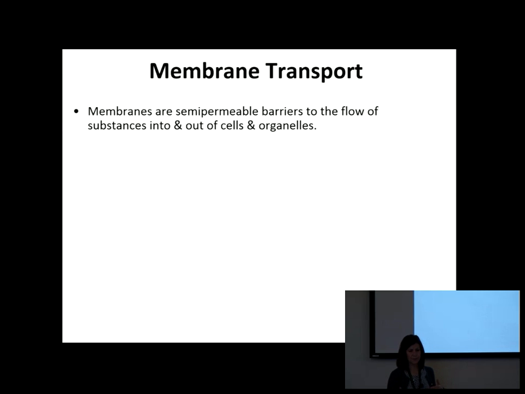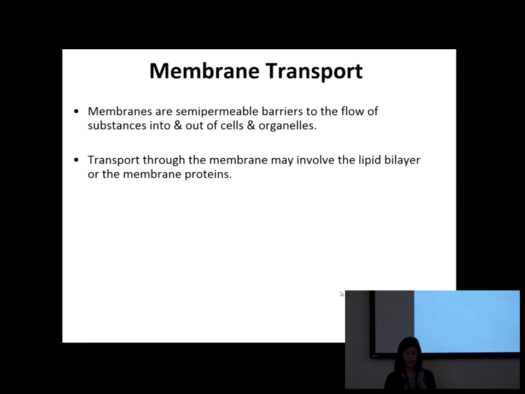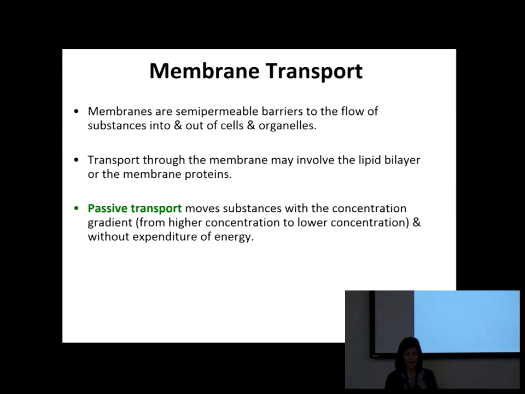So small molecules, though, can get through. Oxygen, carbon dioxide, those can get through. So we call our cell membranes semi-permeable barriers. So what we have are channels or proteins that help things get through the membranes. And there are different ways that we can get from one side of the membrane to another.